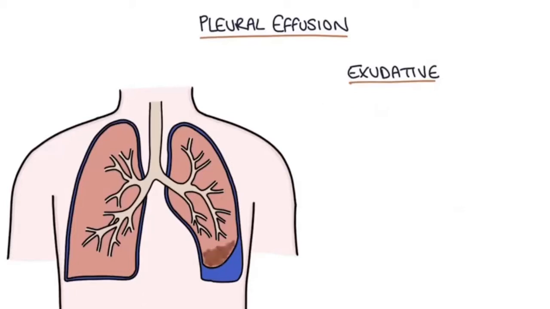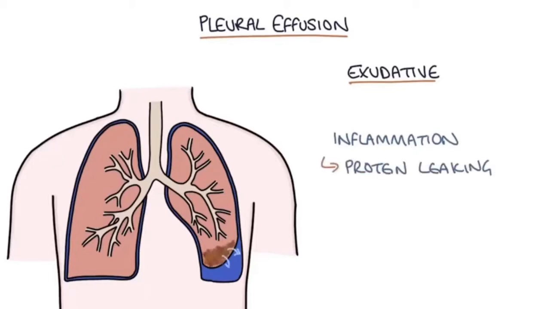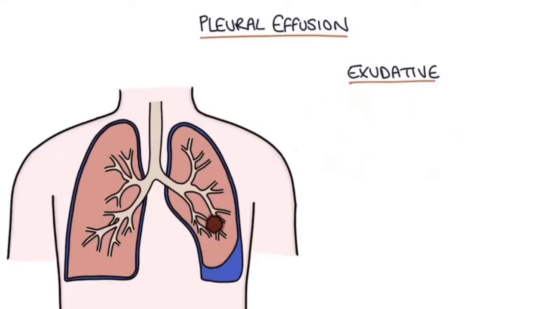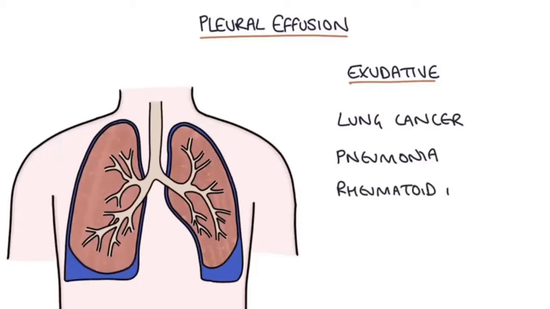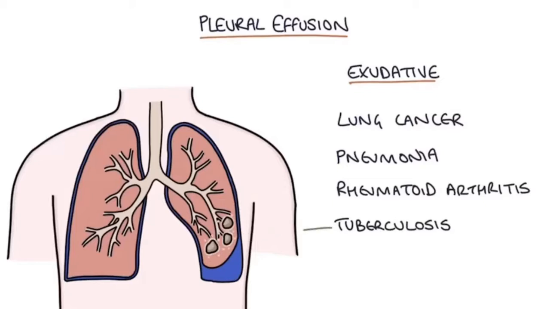Exudative effusions are caused by inflammation, and the inflammation results in protein leaking out of the tissues into the pleural space. Ex meaning moving out of. Think of the causes of inflammation when you want to think of the causes of exudative pleural effusions. And this is things like lung cancer, pneumonia or lung infections, rheumatoid arthritis, and tuberculosis.